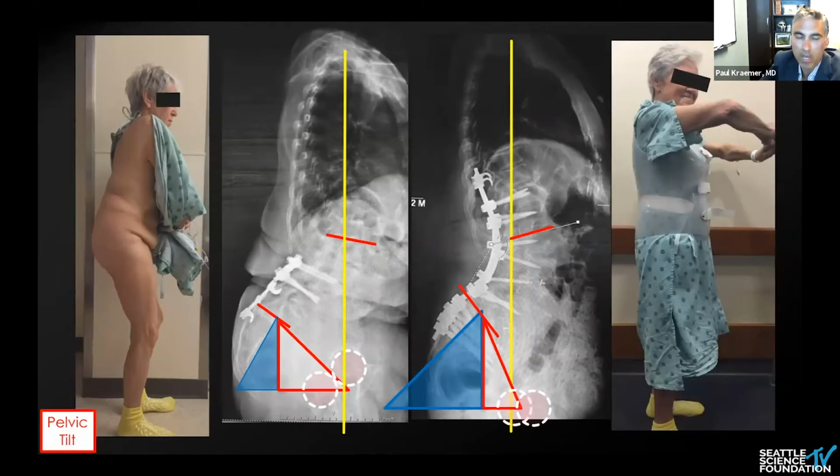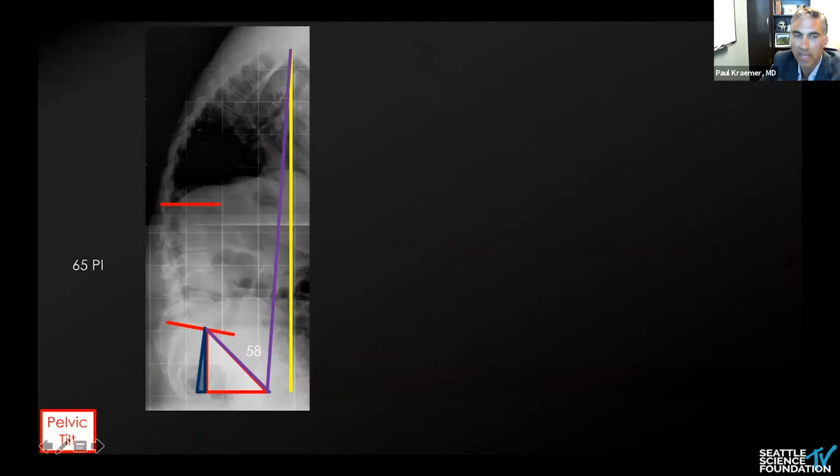So understanding pelvic tilt, understanding pelvic incidence helps you estimate the magnitude of the deformity, but understanding pelvic tilt helps you know where you have to get that correction.